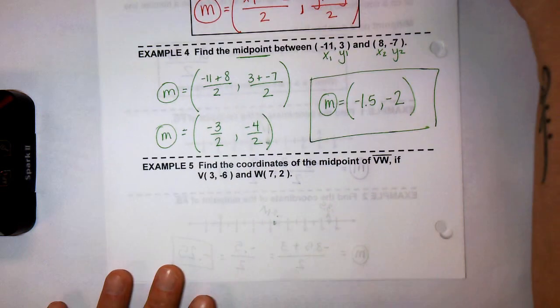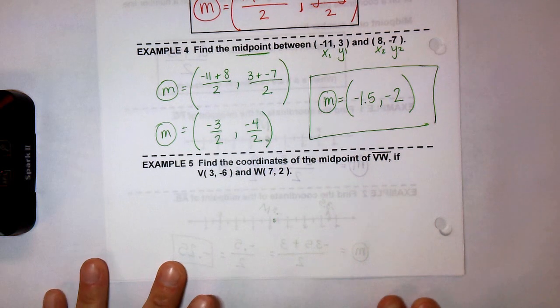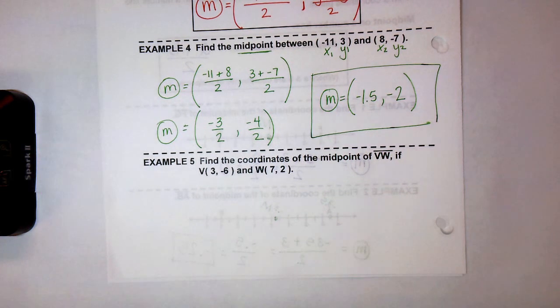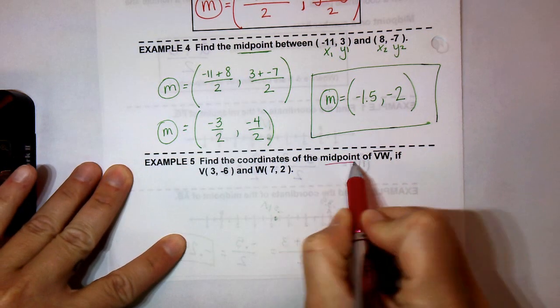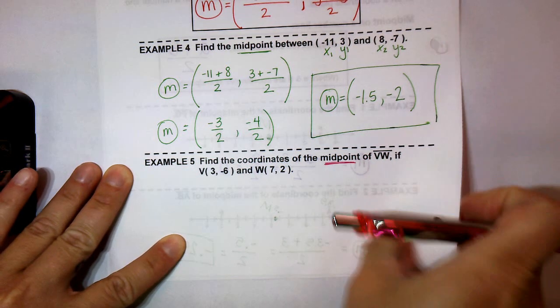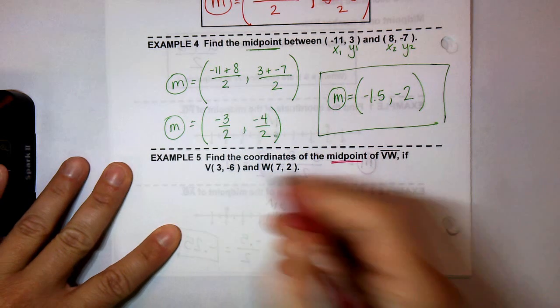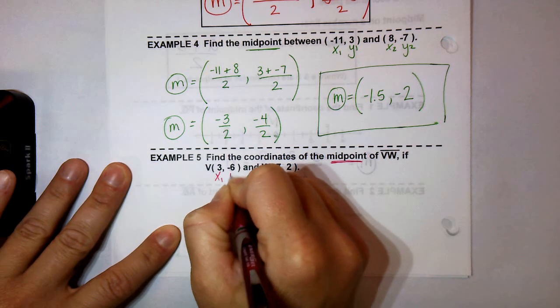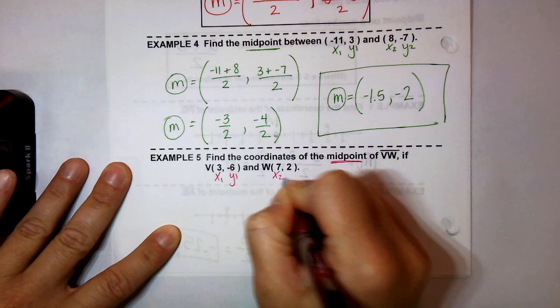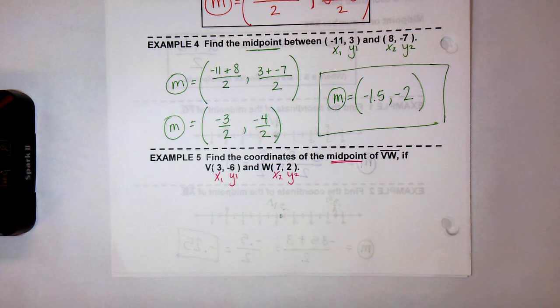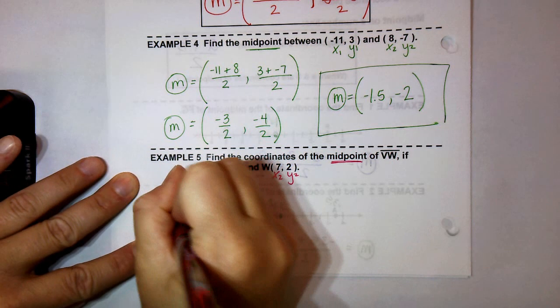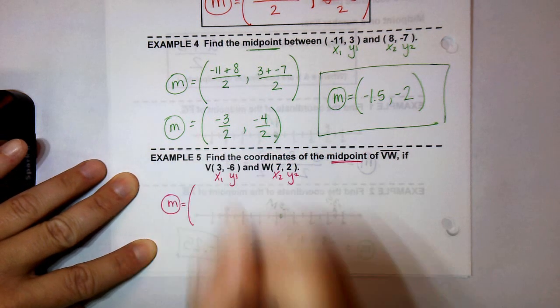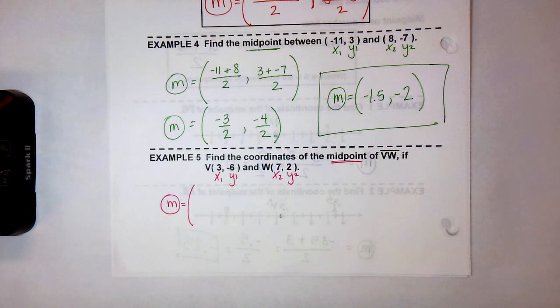Good. All right, find the coordinates of the midpoint. So same thing, and you can draw a picture if you want, but on these you really don't have to because I know I'm looking for midpoint, so I know I can use my formula. So I'm going to label x1, y1, x2, y2. Okay. Now let's plug them in. Midpoint equals, I need to add my x values.